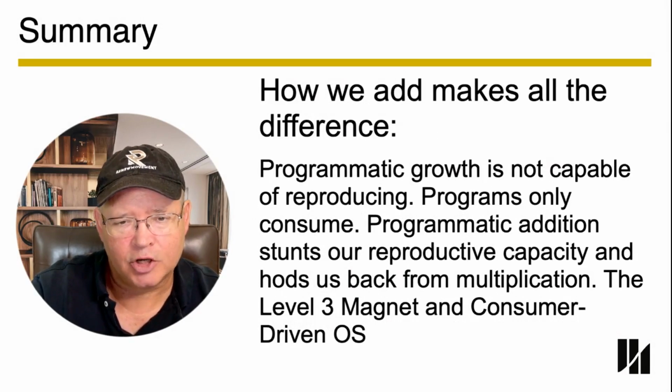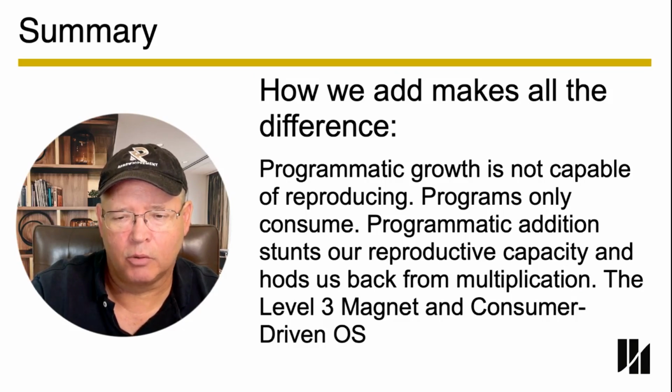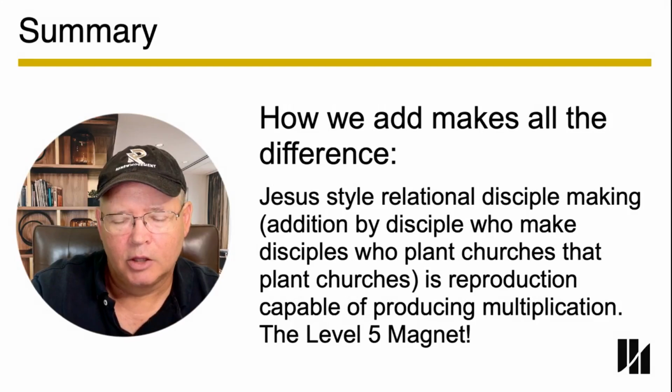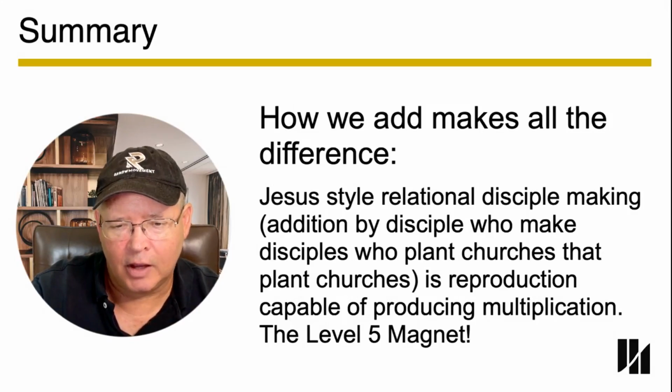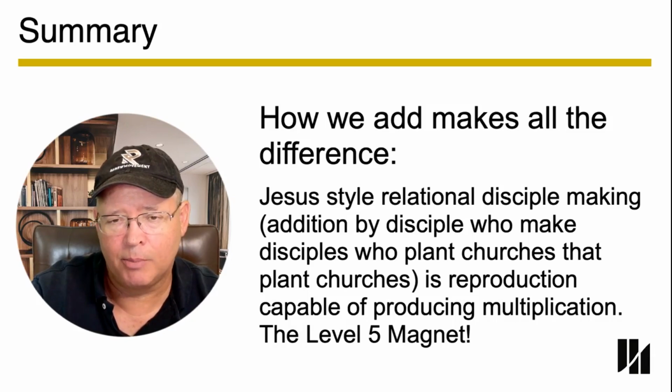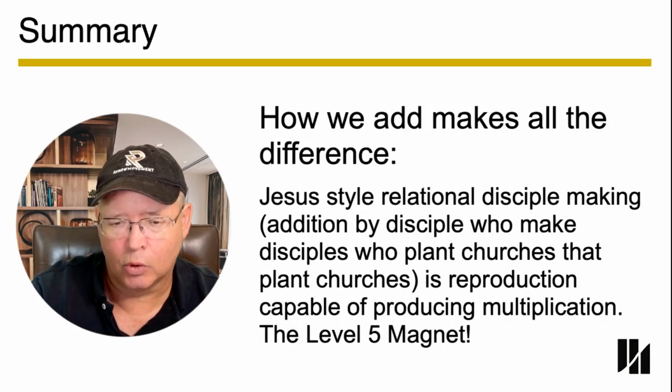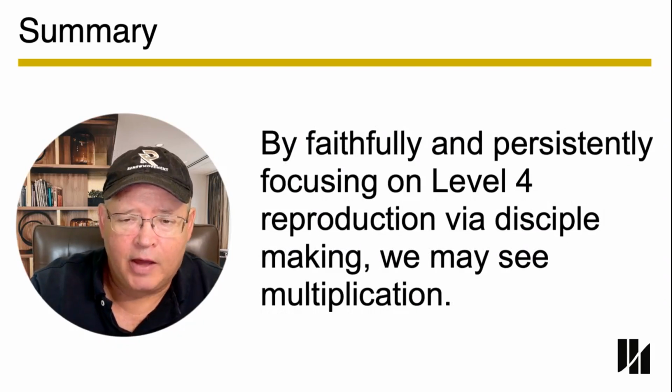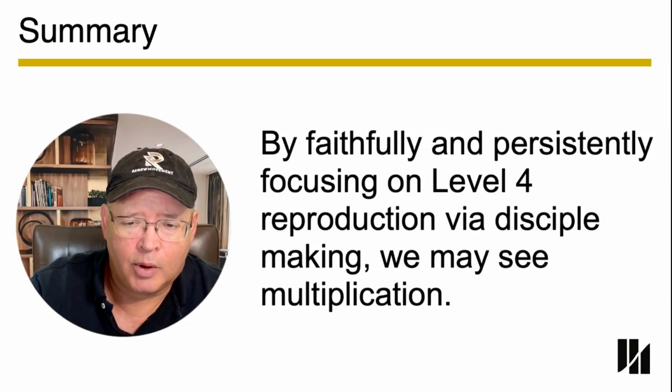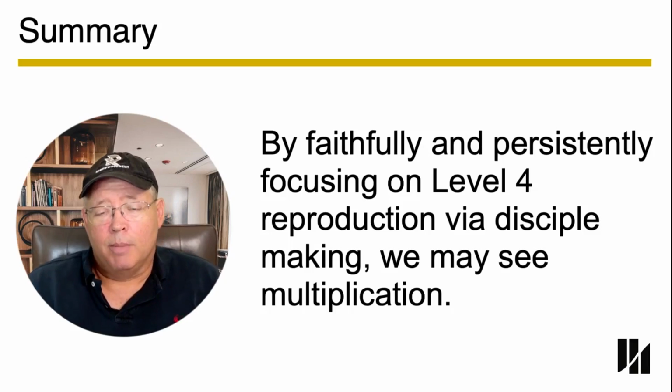I just want to finish up with this idea that how we add makes all the difference. Programmatic growth is not capable of reproducing. Programs only consume. Programmatic addition stunts our reproductive capacity and holds us back from multiplication. The level 3 magnet and the consumer-driven operating system are at the core of that. Jesus-style disciple-making is the answer to the question of how we should be adding in a way that produces reproduction capable of multiplication and helps us restore that level 5 magnet. By faithfully and persistently focusing on level 4 reproduction via disciple-making, we may see multiplication.